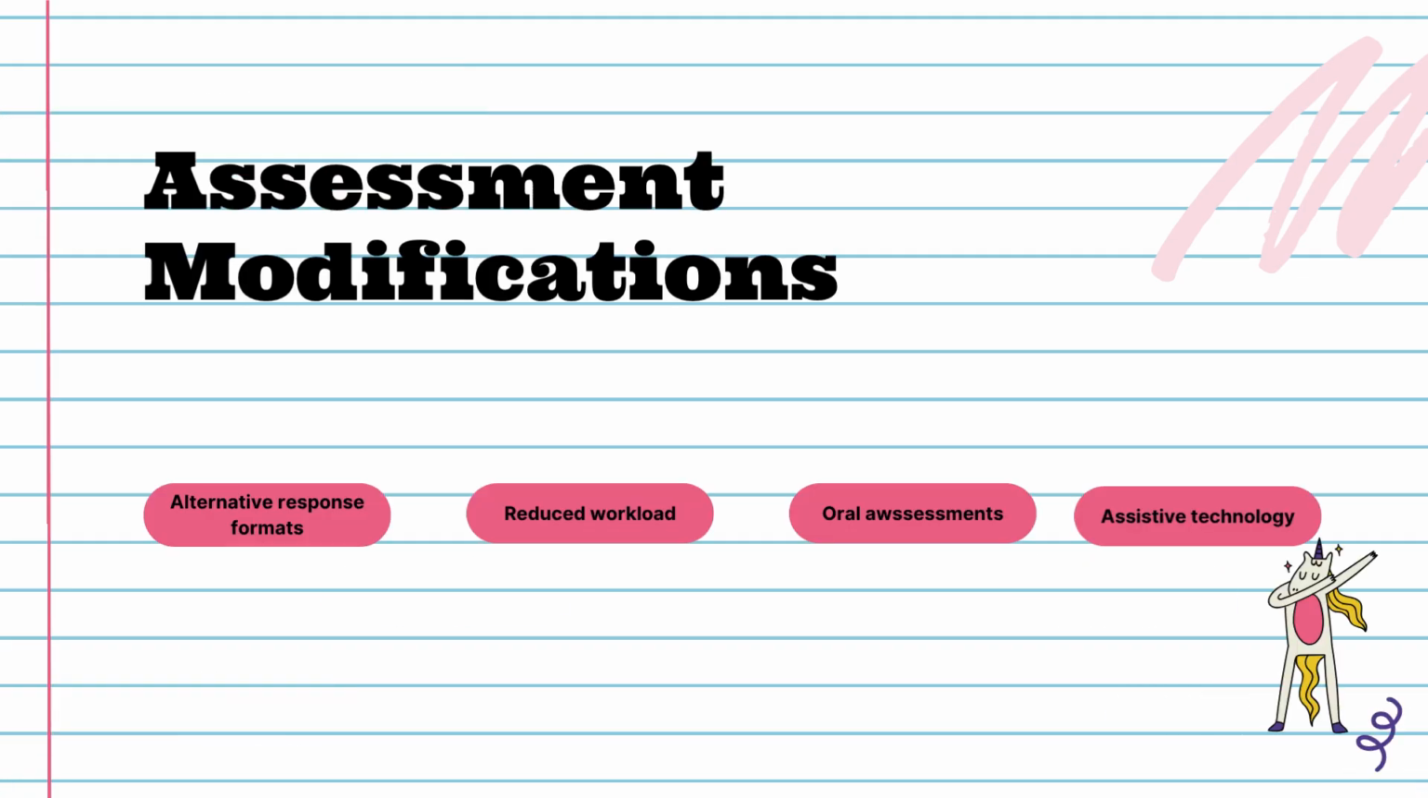Assessment modifications allow students to demonstrate their learning in ways that align with their learning needs. Examples include alternative response formats such as oral responses, extended time, reduced answer choices, or the use of assistive technology. These modifications ensure assessments measure student knowledge rather than barriers related to disability. Aligning assessment methods with instructional strategies is a key component of effective lesson planning.